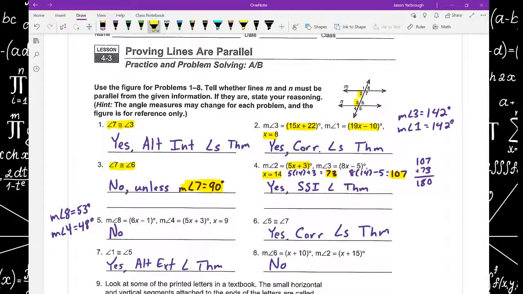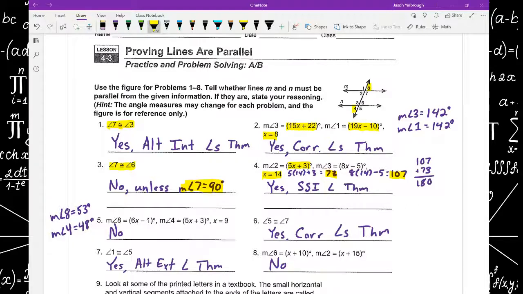Looking at number 5 now. Let's go ahead and look at what angles we have. We've got angle 8 and angle 4. Both of those are on the outside. They're not in between the two lines, so they're exterior. They're on opposite sides of the transversal, so they're alternate exterior angles.